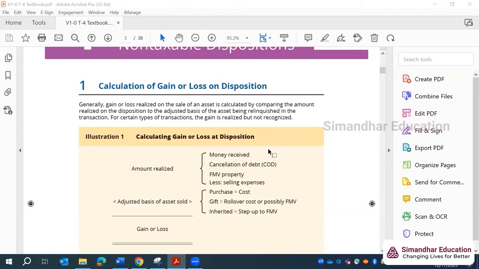Now, how would you know what is your gain or your loss unless you know what is the basis of your property? Now, basis, what do we mean by basis here?